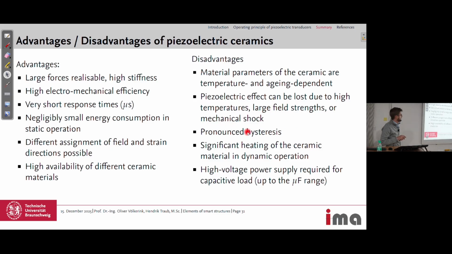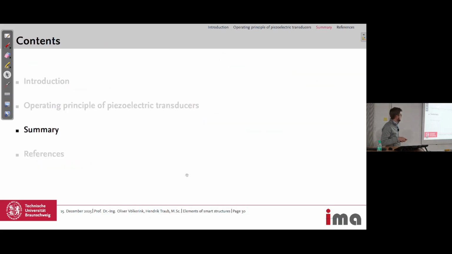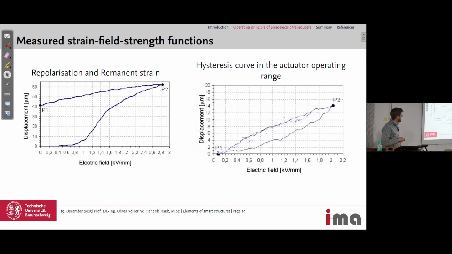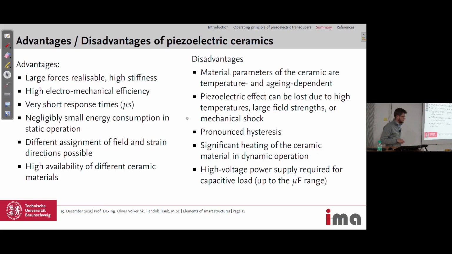We have a pronounced hysteresis, so no unique transduction, and we have significant heating of the ceramics in dynamic operation, and we need a high voltage power supply for the capacitive load. As we saw here, we are going up to really high voltage numbers, so you need a high voltage amplifier like this one we use in the experiment.